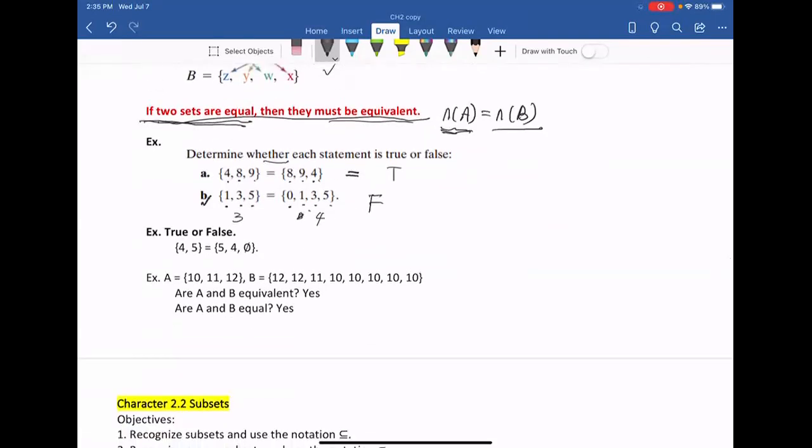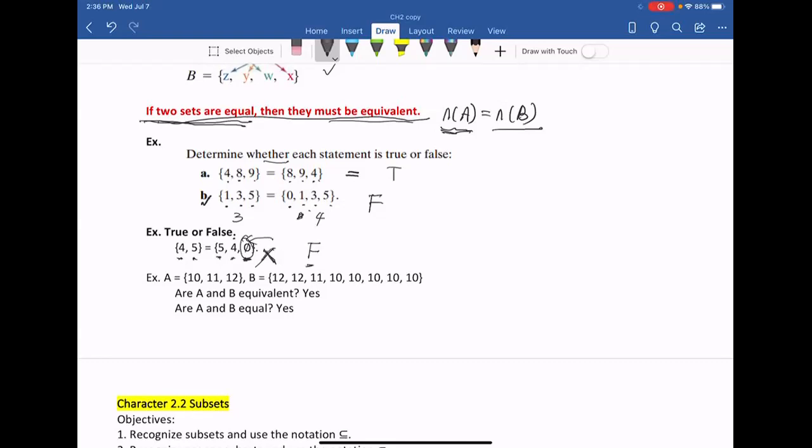Next one, true or false. This set is {4, 5} equals {5, 4}, and there is a 5 here. We can't put a 5 in a set like that. So when you see this kind of notation, that's wrong notation. This is false. Even if you think the 5 and 4 match, there's a weird thing here. This is a wrong expression.